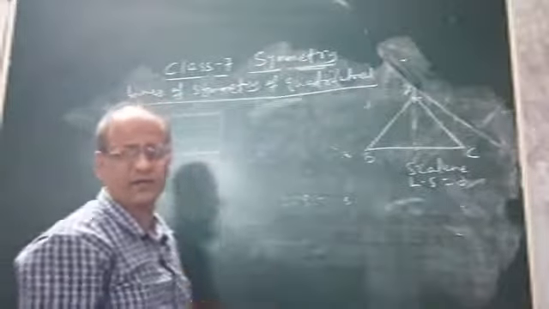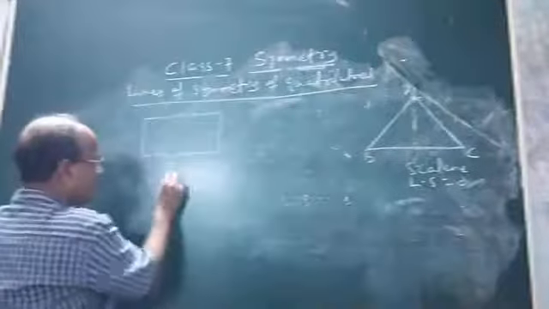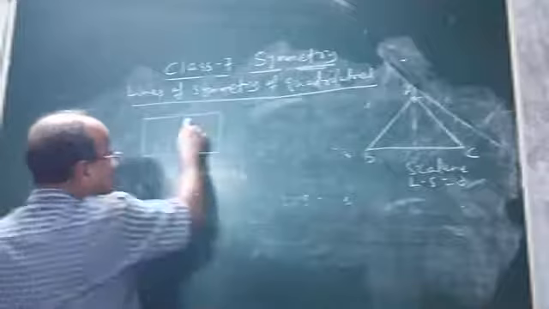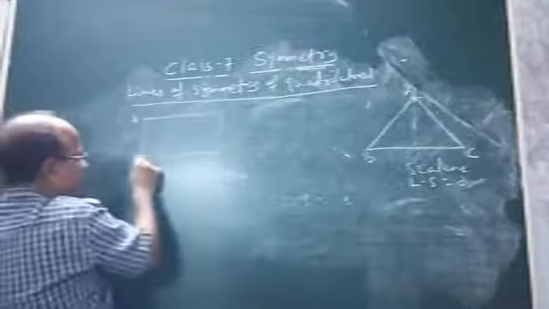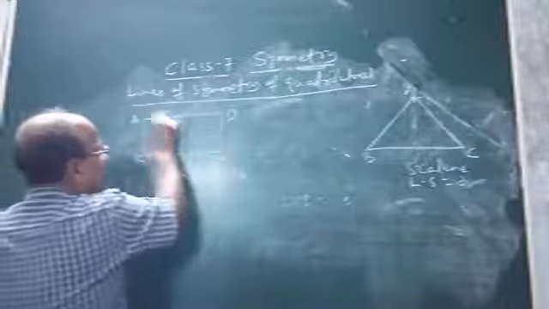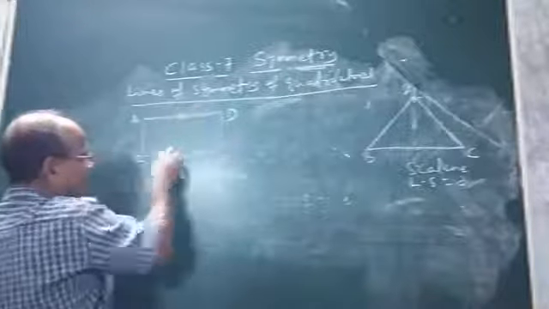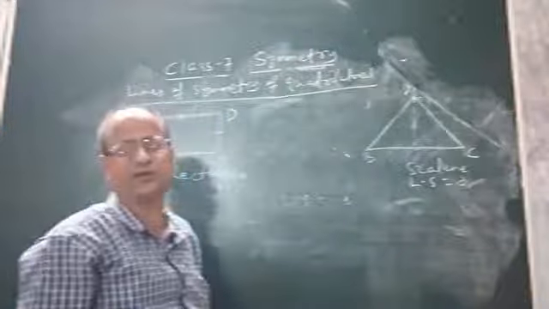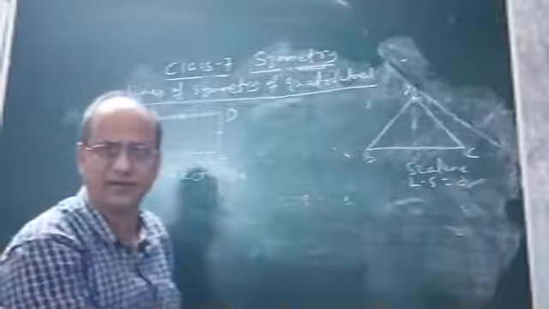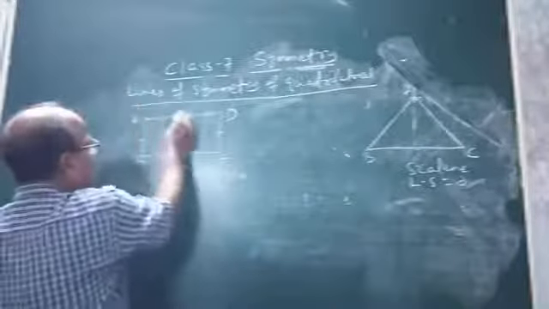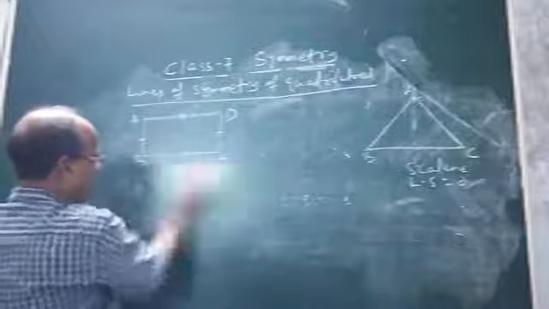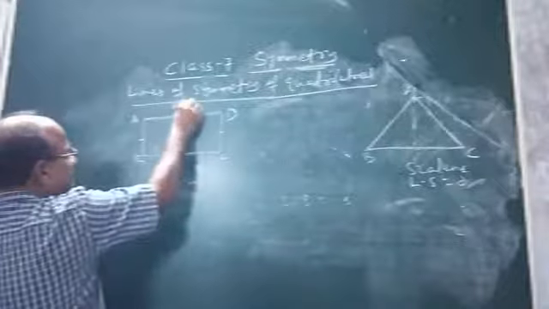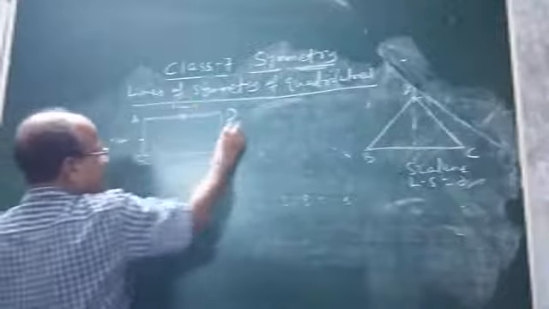Suppose this is a quadrilateral, a rectangle. Now let us find out whether it has line symmetry or not. See children, suppose ABCD is the rectangle. As you know, AD and BC are equal and AB and CD are equal. Now how do we find whether it has line symmetry, and if it has, how many lines of symmetry does it have? Suppose BC and AD are 6 centimeters each, and the other two sides are 4 cm each.